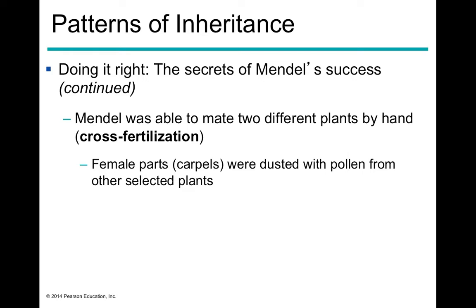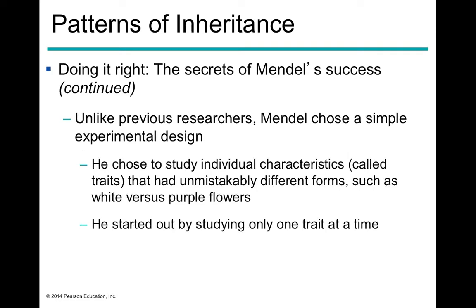So he could do it two different ways. He could do self-fertilization if he wanted to just see what happens in 2 generations, for example, or he could cross-fertilize, and that would mean that he would take pollen from selected plants and dust the female parts of other plants to be able to create his own offspring, right? Now, he had a very simple experimental design.